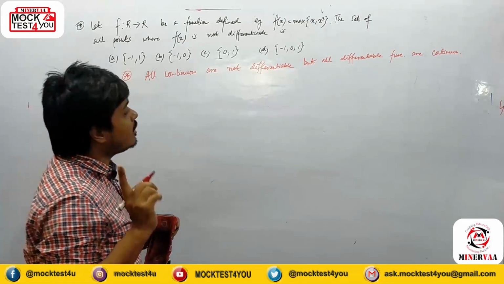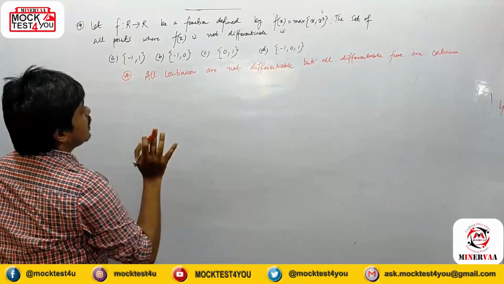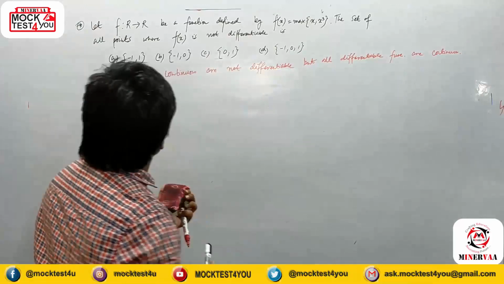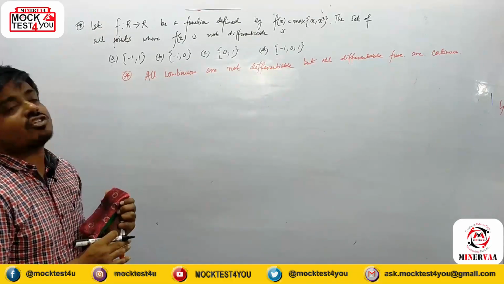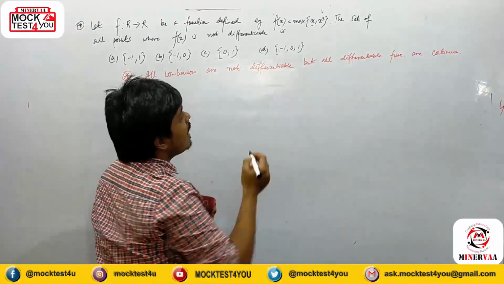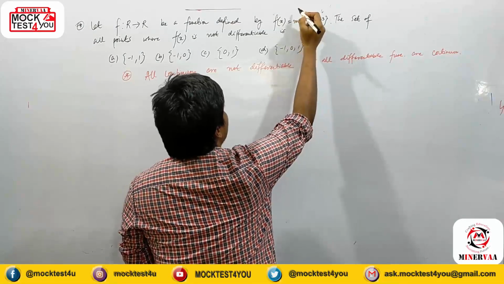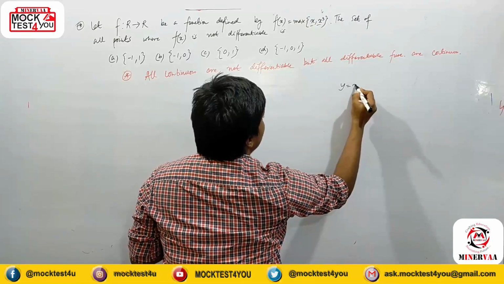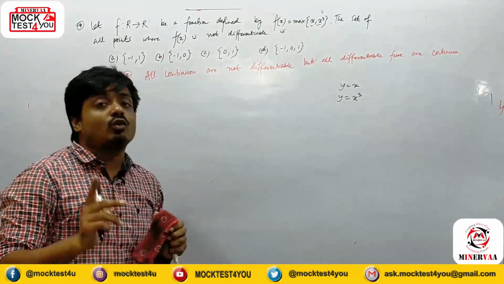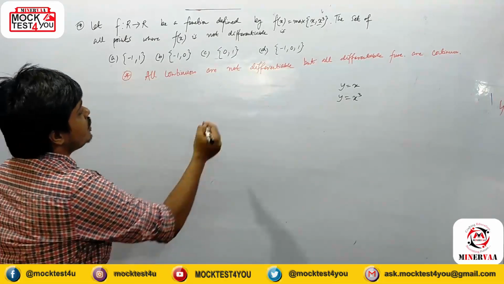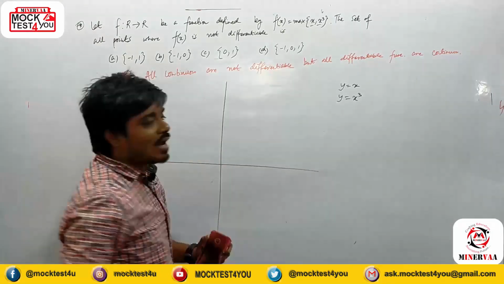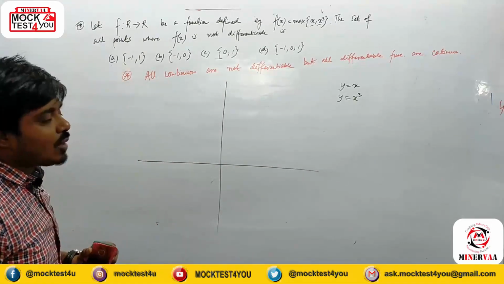So what is the shortcut? The graphical method I told you. So let me do the graph, then I will tell you the shortcut. Let's do the graph first. There are two functions: one function is x and the other function is x cube. So one function is y is equal to x and the other is y is equal to x cube. Let us draw the graph of these two functions. First I will draw the y is equal to x graph. It looks like that.